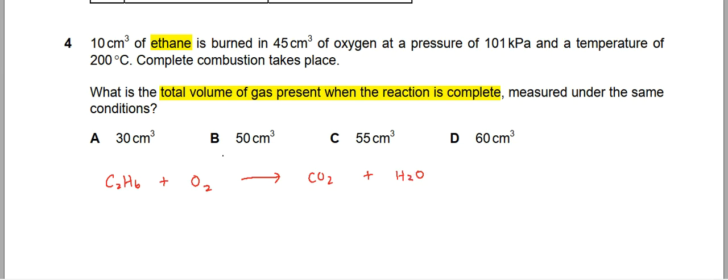The first thing we can start with is the carbons. We have two carbons here, so to balance we're going to have two carbon dioxide here. Then hydrogen is 6 here, so we're going to make water 3 to make it 6 hydrogen. So we count the number of oxygen here: 4 oxygen on one side, and 3 oxygen on the other.